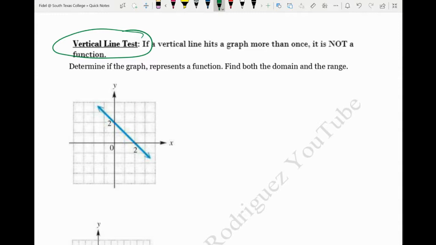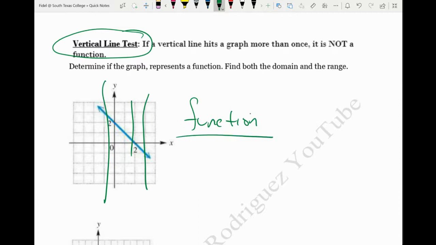So what I'm going to do here is I'm going to draw a vertical line. I only hit the graph once, right? Okay, let me draw another vertical line. Every time I draw a vertical line, I'm only going to hit the graph 1 time, right? No matter how many vertical lines I draw, every single vertical line will only hit the graph once. This here happens to be a function, okay?